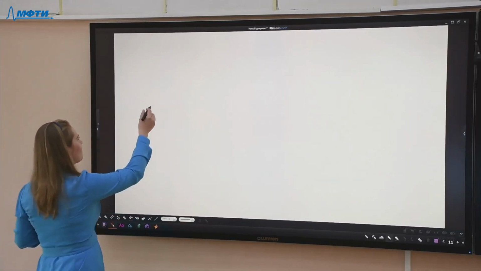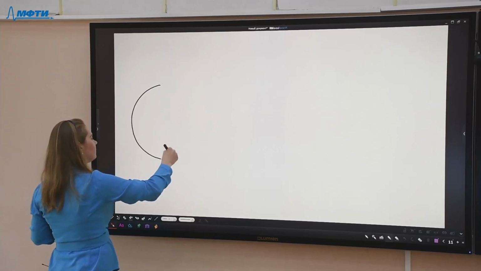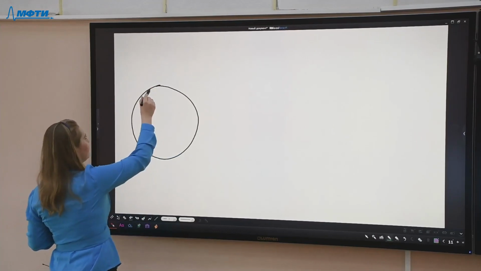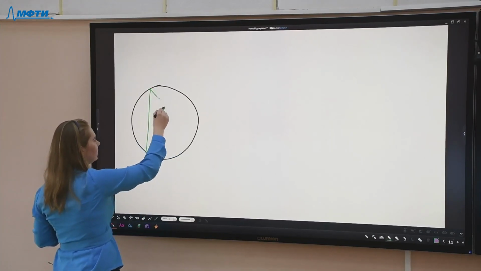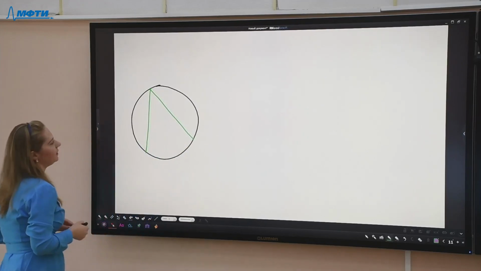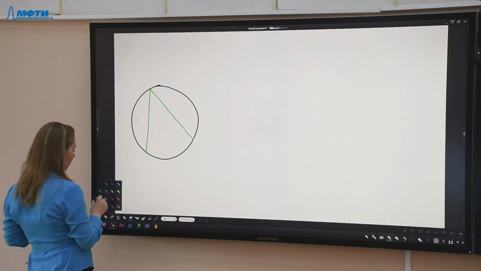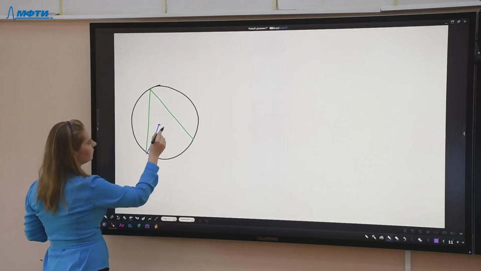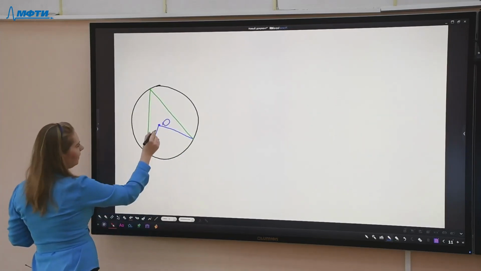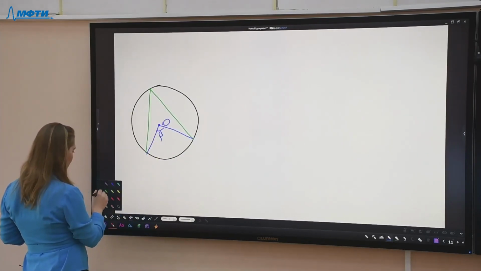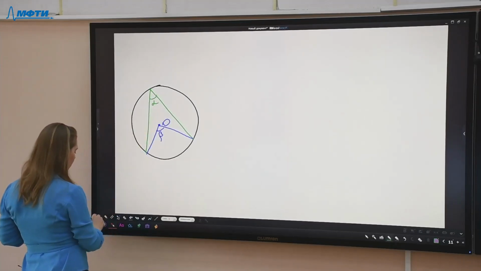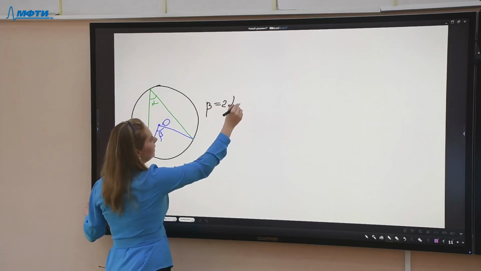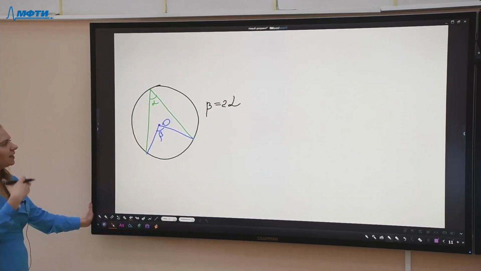So, a circle. And let's consider an inscribed angle here. And if we consider the corresponding central angle here, O, let it be beta, and let it be alpha. We know that beta is two alpha. So the central angle is two inscribed angles.